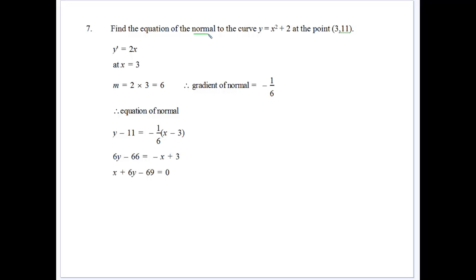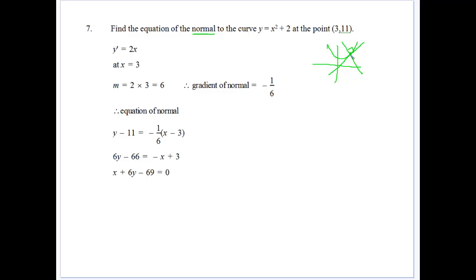Now, remember the term normal. We've dealt with the normal before. Hopefully you remember that the normal is perpendicular to a tangent. So if we've got a curve here, and we've got a tangent to the curve, the normal is at right angles to it. So it still goes through the same point.